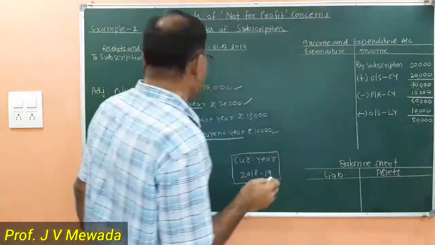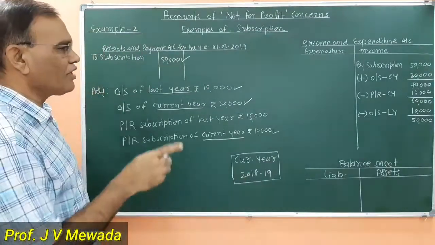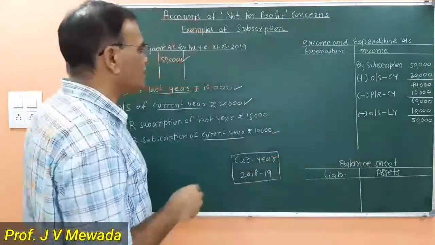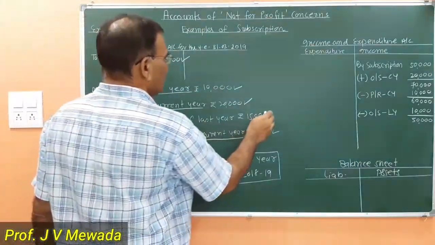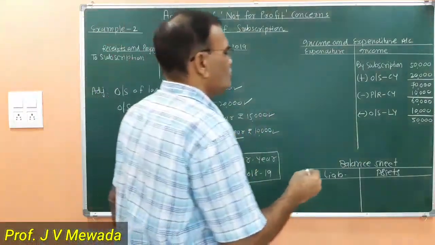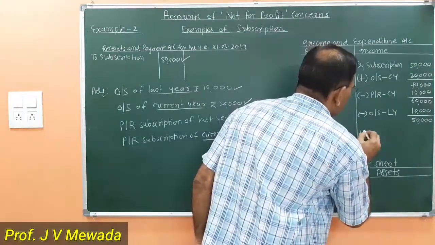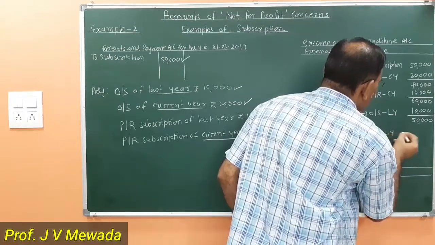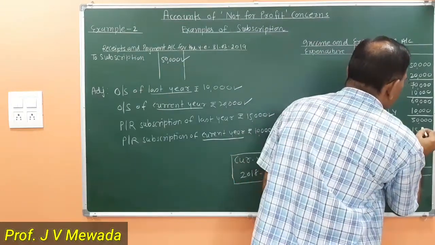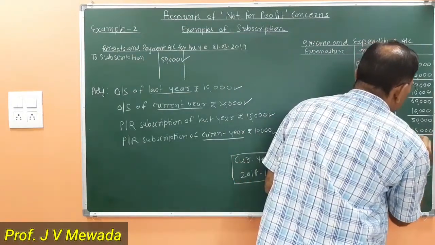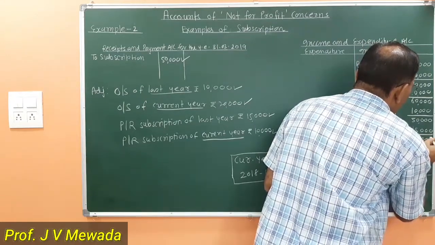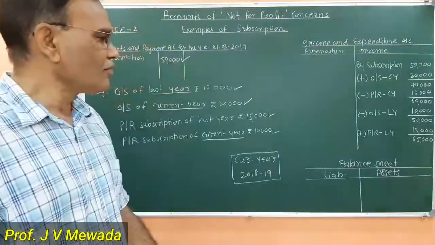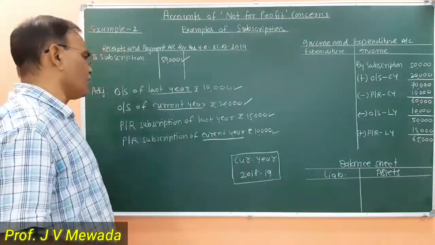Okay, and at last we are going to add. Now here we are subtracting, so here we are going to add pre-received of the last year 15,000. So add pre-received of last year 15,000. So the total subscription is now 65,000. Total subscription is 65,000, and we will do the other effect also.